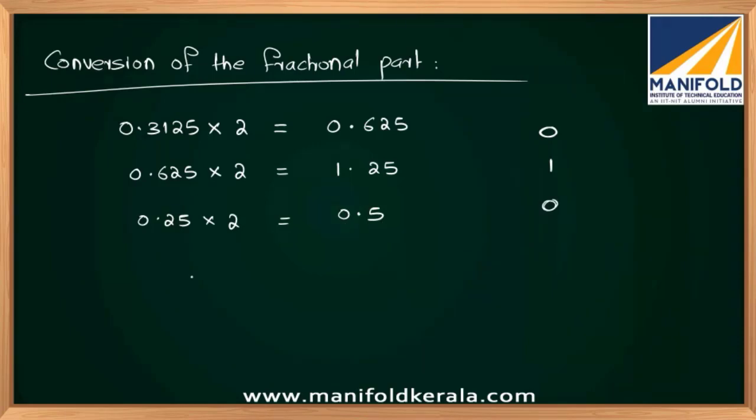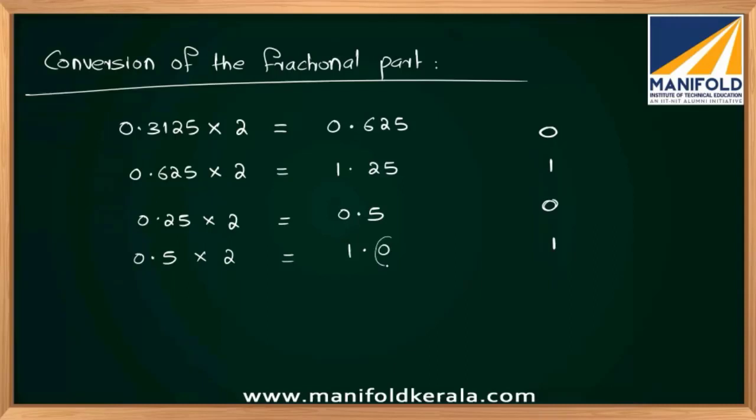Now, what is the remaining fractional part? It is 0.5 multiplied by 2. And what are you going to get? It is 1.0. And here the integer part is 1. The next thing you need to understand is, what is the fractional part? The fractional part is 0.